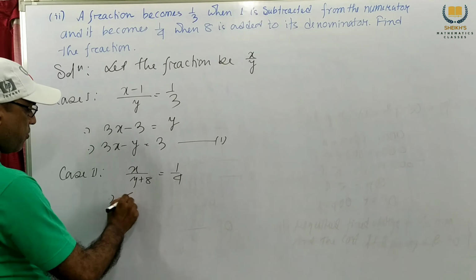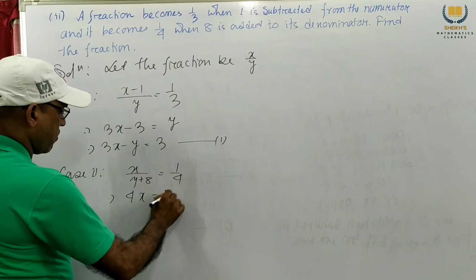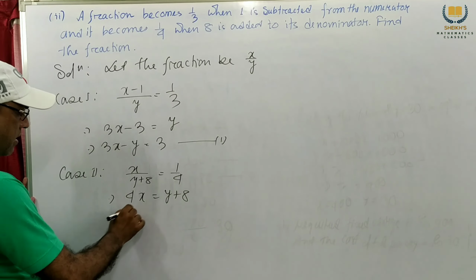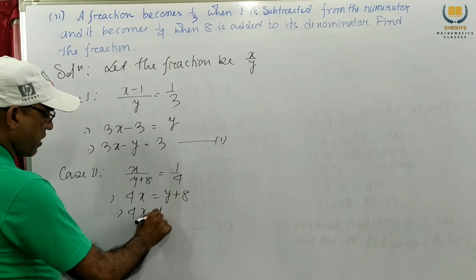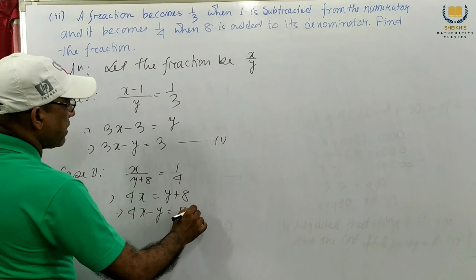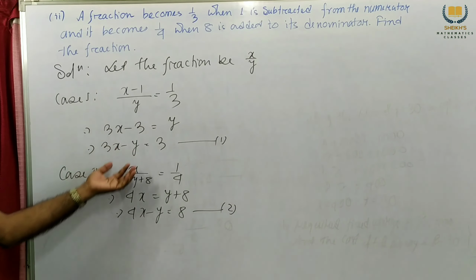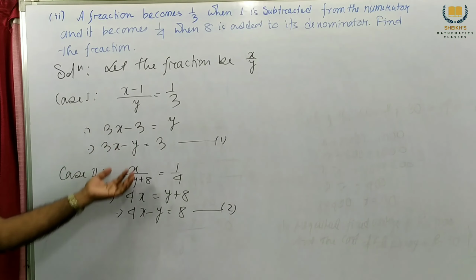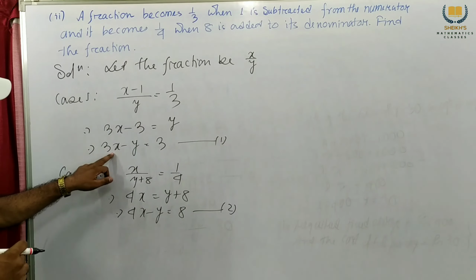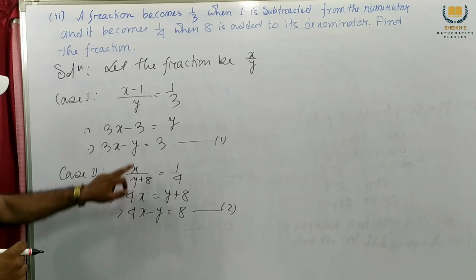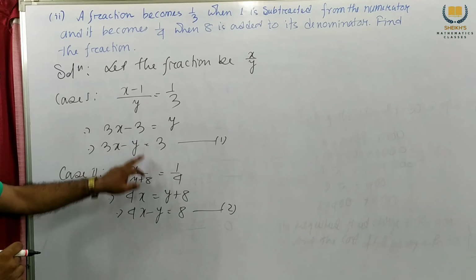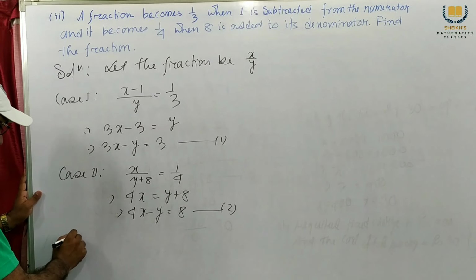Then multiplying, 4x equal to y plus 8, and 4x minus y equal to 8. This is number 2 we get. So these two are the required equations. Now we want to find the value of x. This is 3x, this is 4x, different. This is y, this is y. If we subtract this, y will be cancelled.